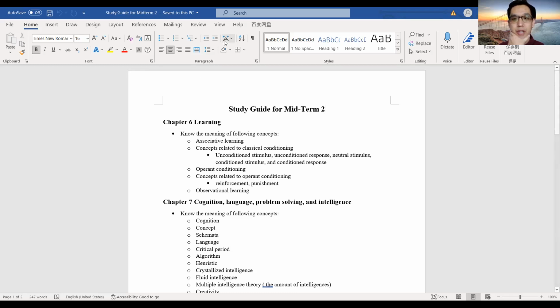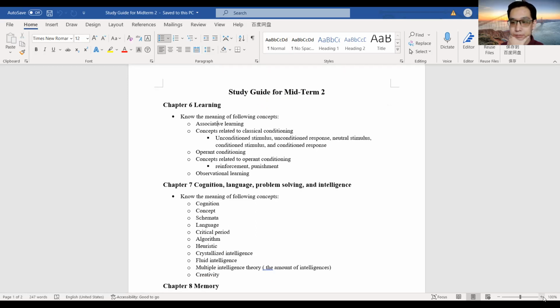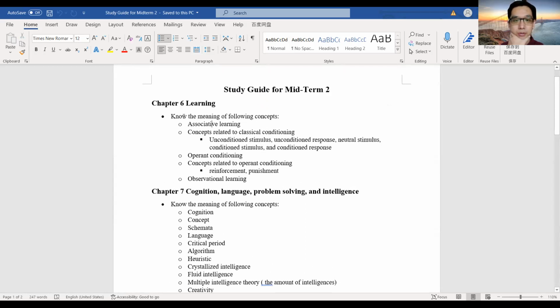The first chapter, not first chapter, but chapter 6 about learning, we can see these concepts you need to know about. So you need to know the meaning of these concepts. For example, the first one is associative learning. So let's see what's in the slides about these concepts.